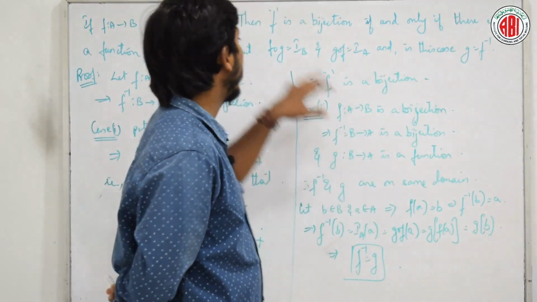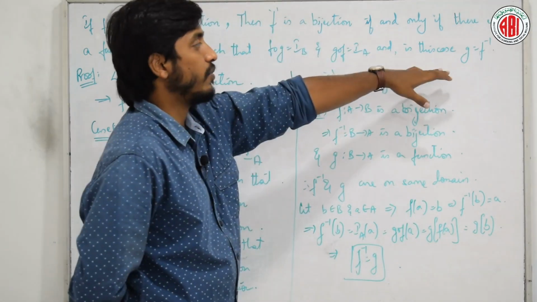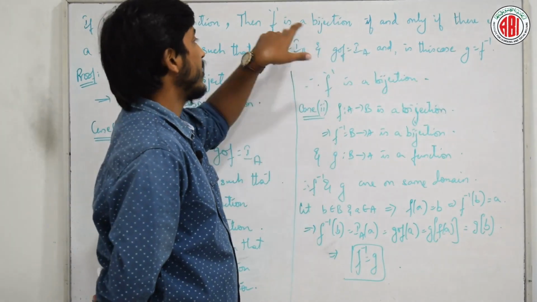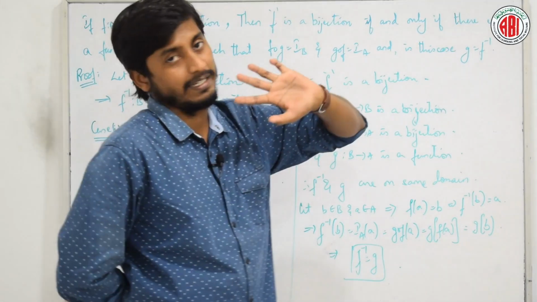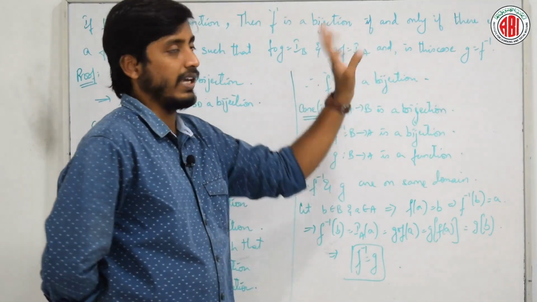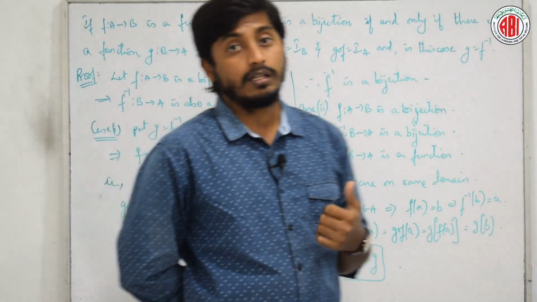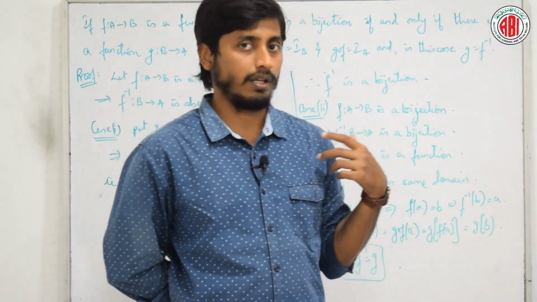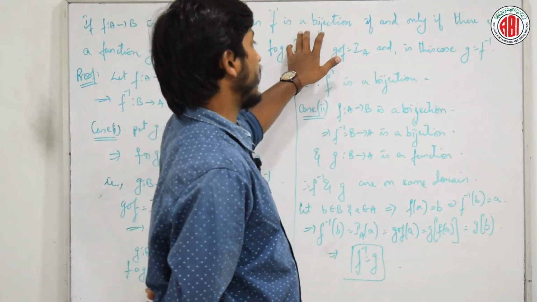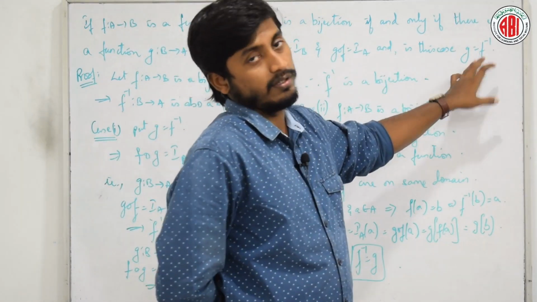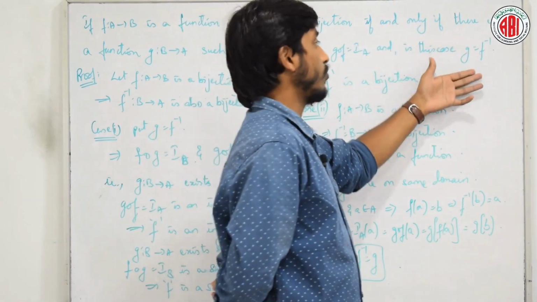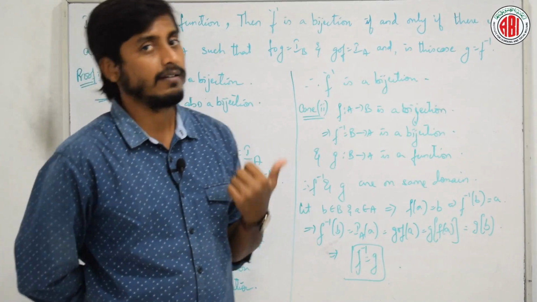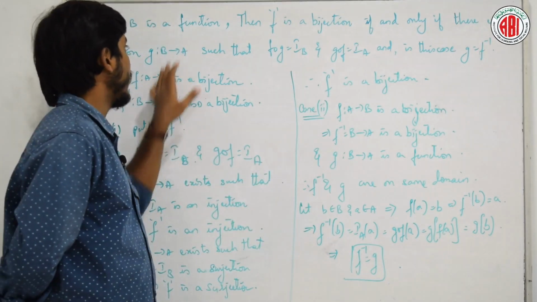Similarly, if f is a bijection, then g should be equal to f inverse. If g is equal to f inverse, f should be a bijection. This condition is the same for both cases. Clear? Did you understand? Let us take two different cases and solve it. We'll assume this first, then we'll prove this. And in the second case, we'll assume this and prove this. Clear? Shall we start?